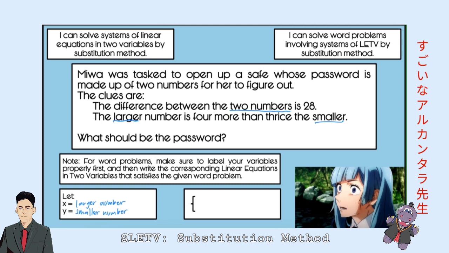Thus, this alone will help us in identifying the equations. It says here that the difference between the two numbers is 28. So we can say that our first equation is x minus y equal to 28 because the difference, meaning subtraction.